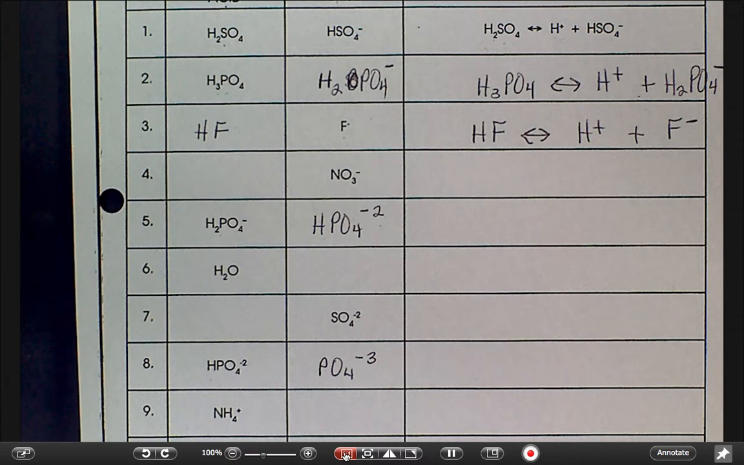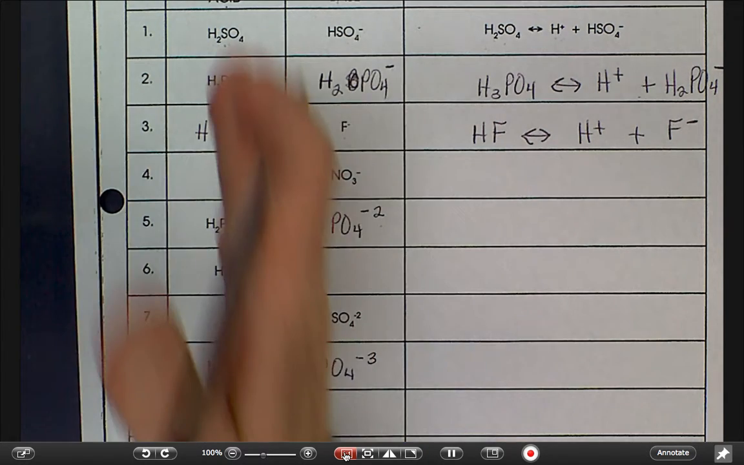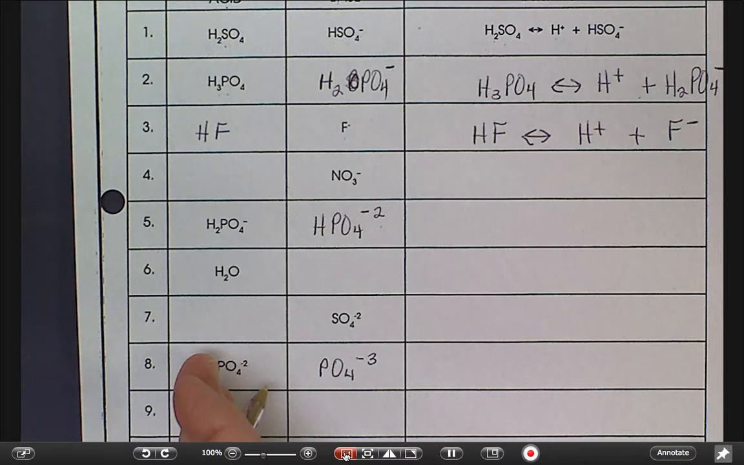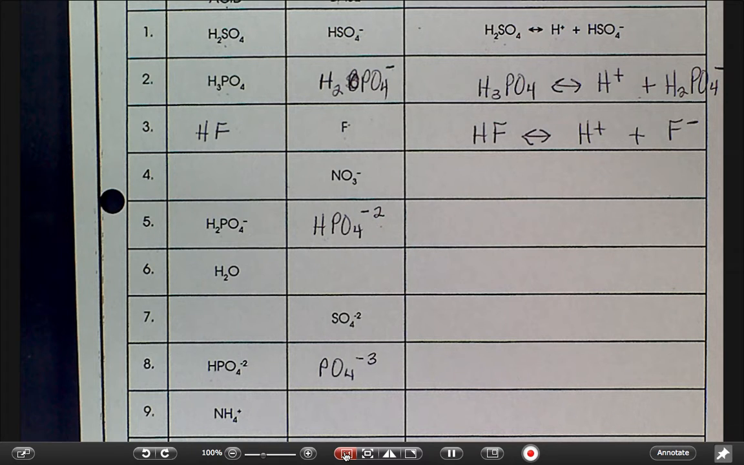How about we just finish the whole paper. Now remember, this column has one less H than this column. Okay, go to the next paper.